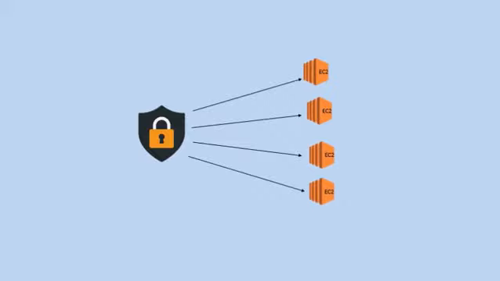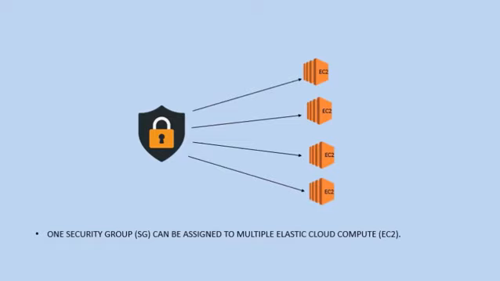Now, a security group can be assigned to multiple EC2 instances. So, suppose you have created a security group in your AWS cloud, then you can assign the same security group to multiple virtual machines. So this is the flexibility that security groups give us.